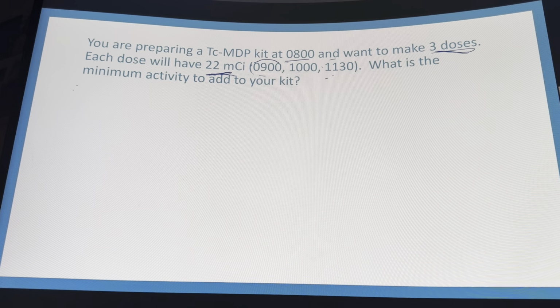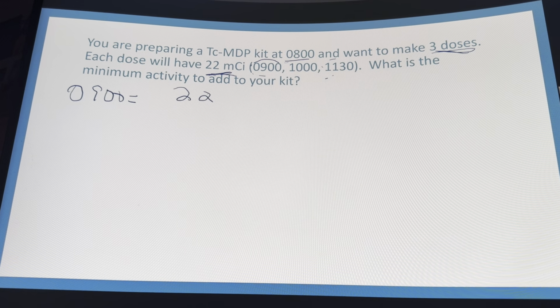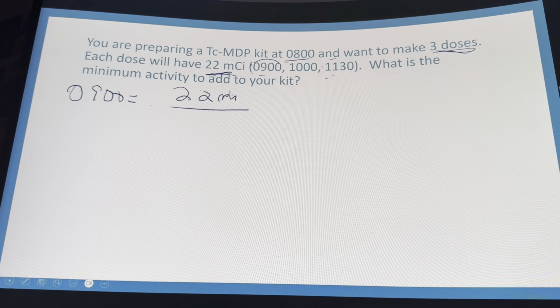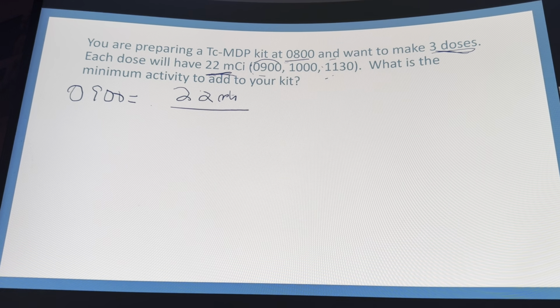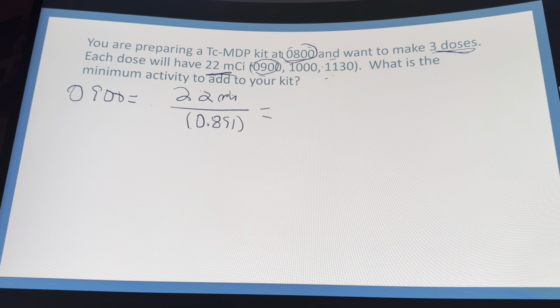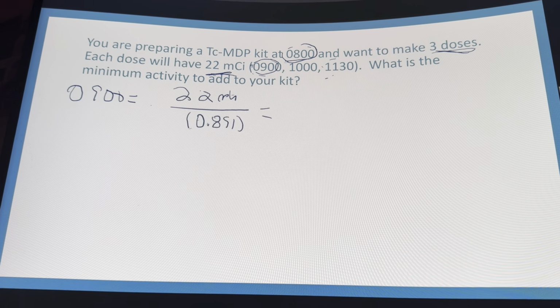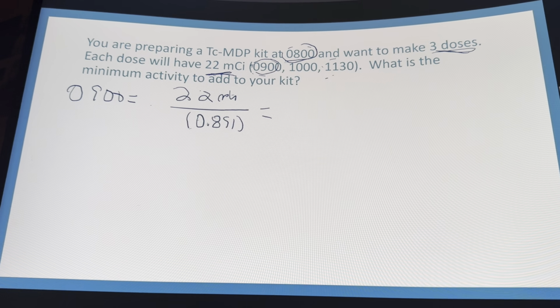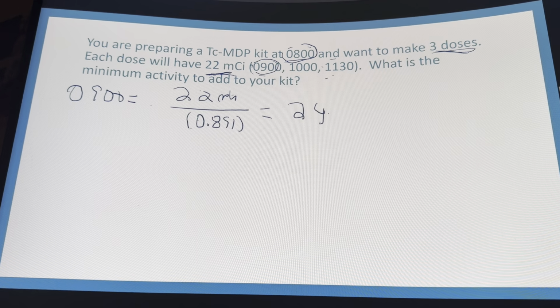So I'm going to do my 0900 first. I'm going to take my 22 millicuries, and I'm going to divide it. I'm going to divide it by the decay factor because I know I need more than 22 millicuries. There's 1 hour between 0800 and 0900, so I'm just going to divide it by 0.891. 22 divided by 0.891, we get 24.7 millicuries.